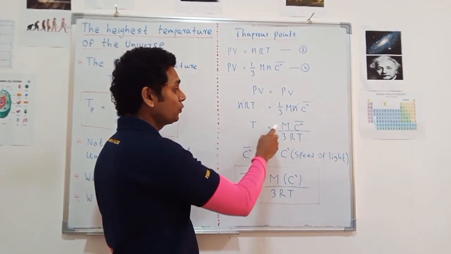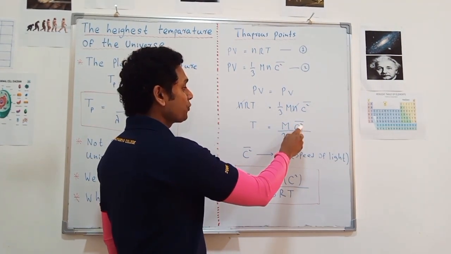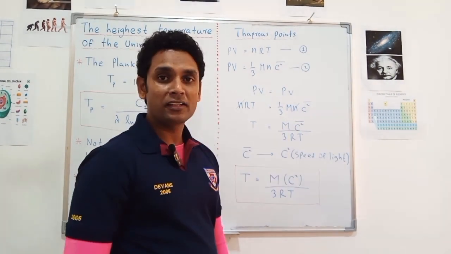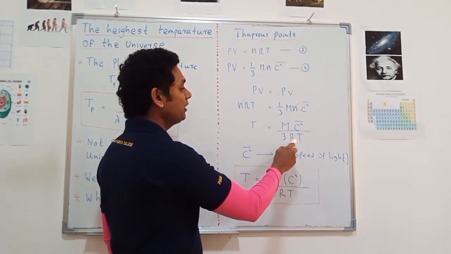Absolute temperature is equal to the molar mass times the mean square particle vibration velocity, or speed, divided by 3R.